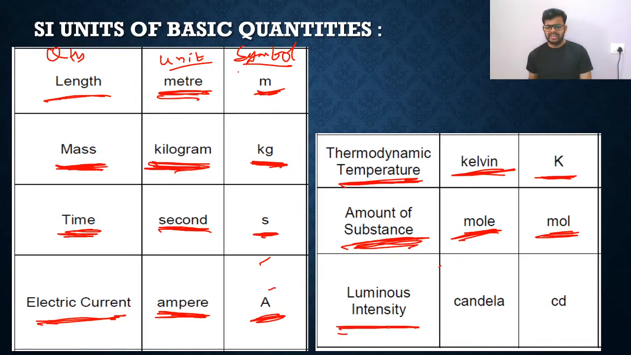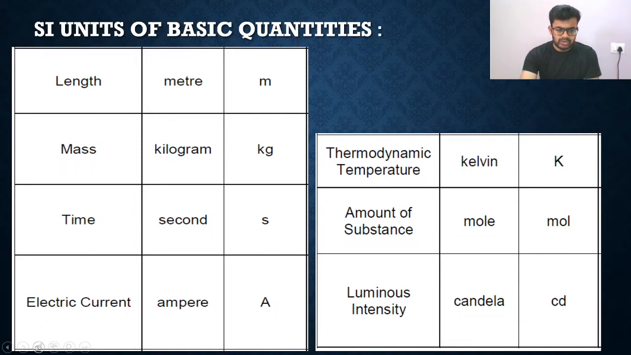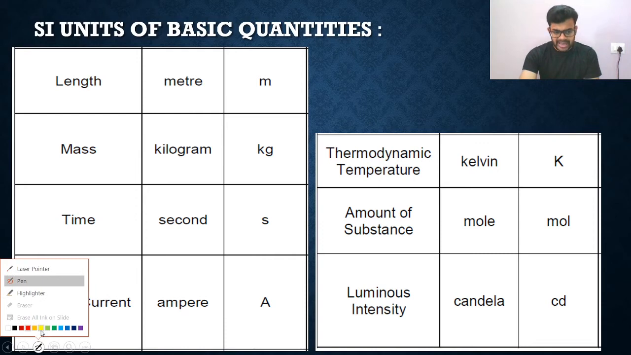Next, luminous intensity. Generally, we don't use it. Its unit is candela, and we write its symbol as cd. Once again, I am going to revise it. I will write it by my own hand, so definitely you will also remember, else you will forget. I know that.